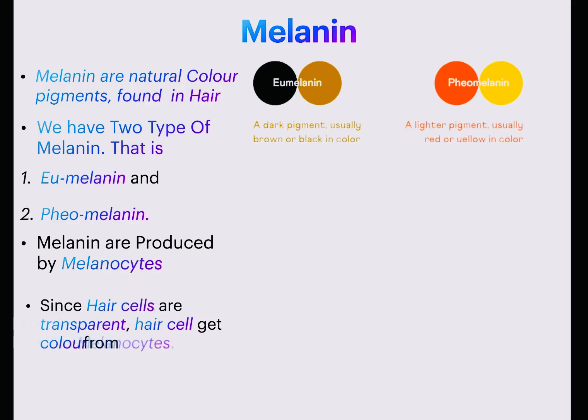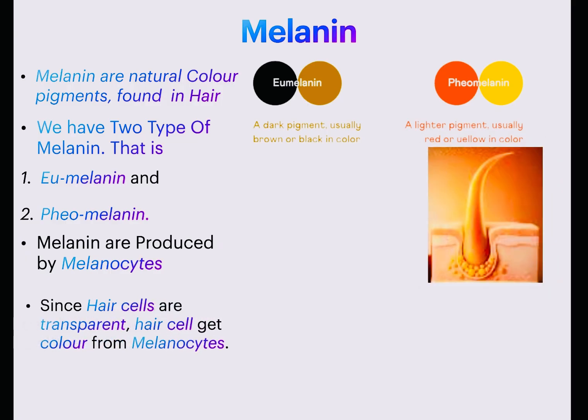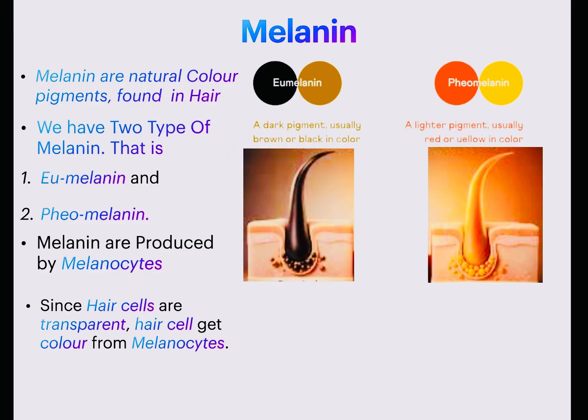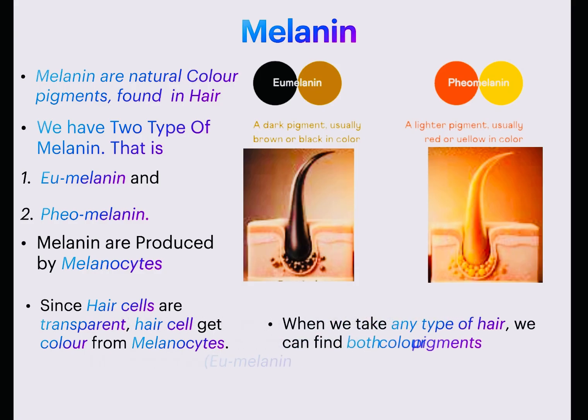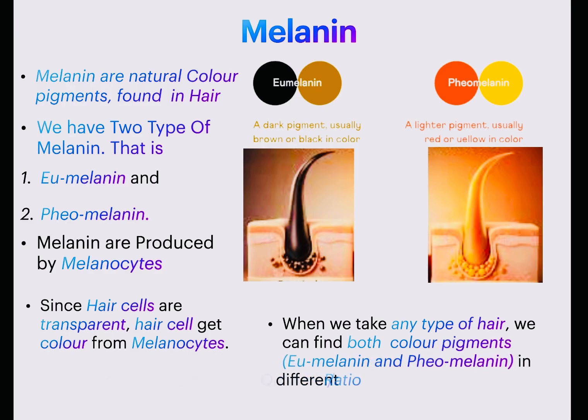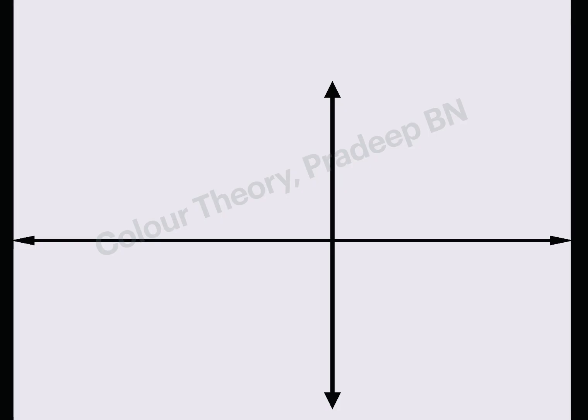Since hair cells are transparent, hair cells get color from melanocytes. So melanocytes inject melanin into the hair cells. If you take any type of hair, whether dark hair or light hair, both melanins will be present, that is eumelanin and pheomelanin. In darker hair, eumelanin is more and pheomelanin is less, whereas in lighter hair, pheomelanin is more and eumelanin is less. So basically the quantity varies.